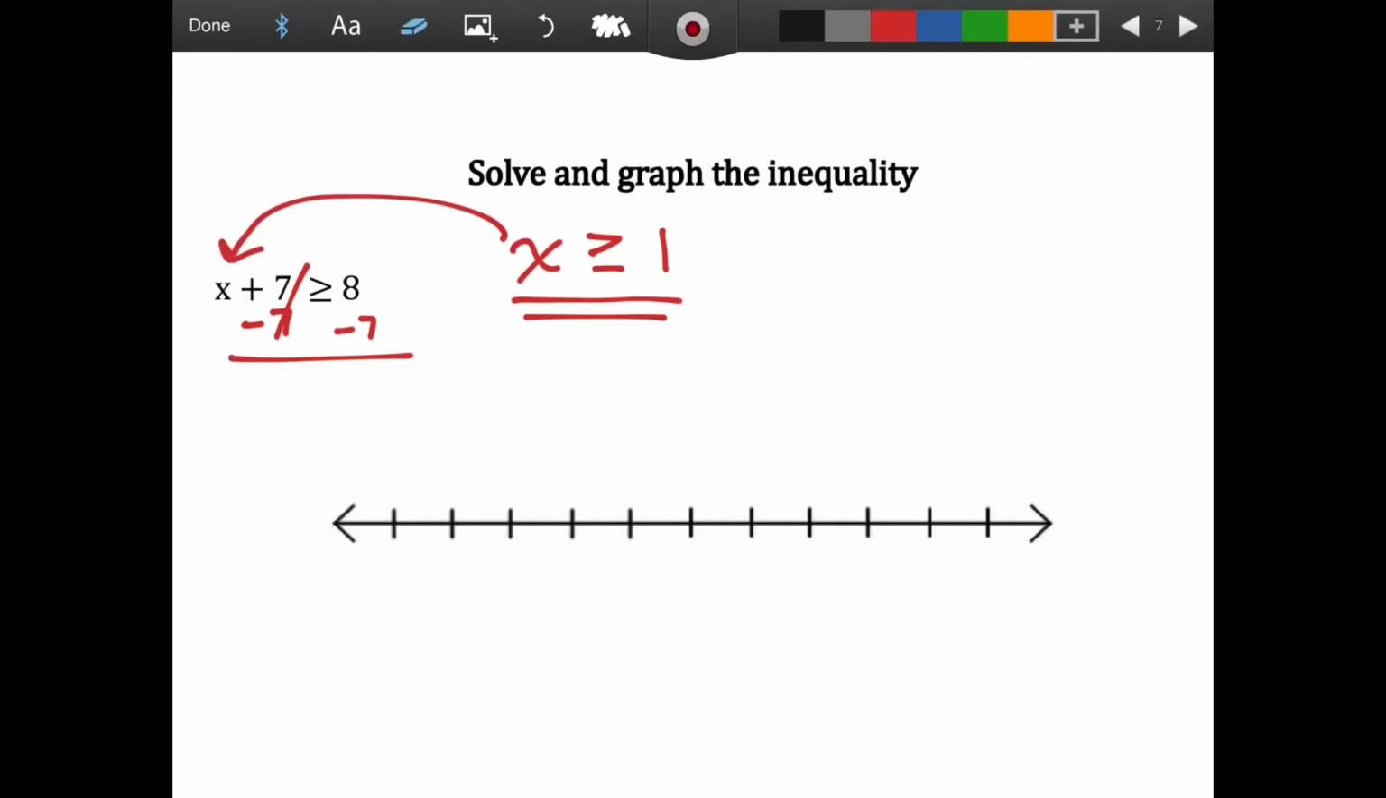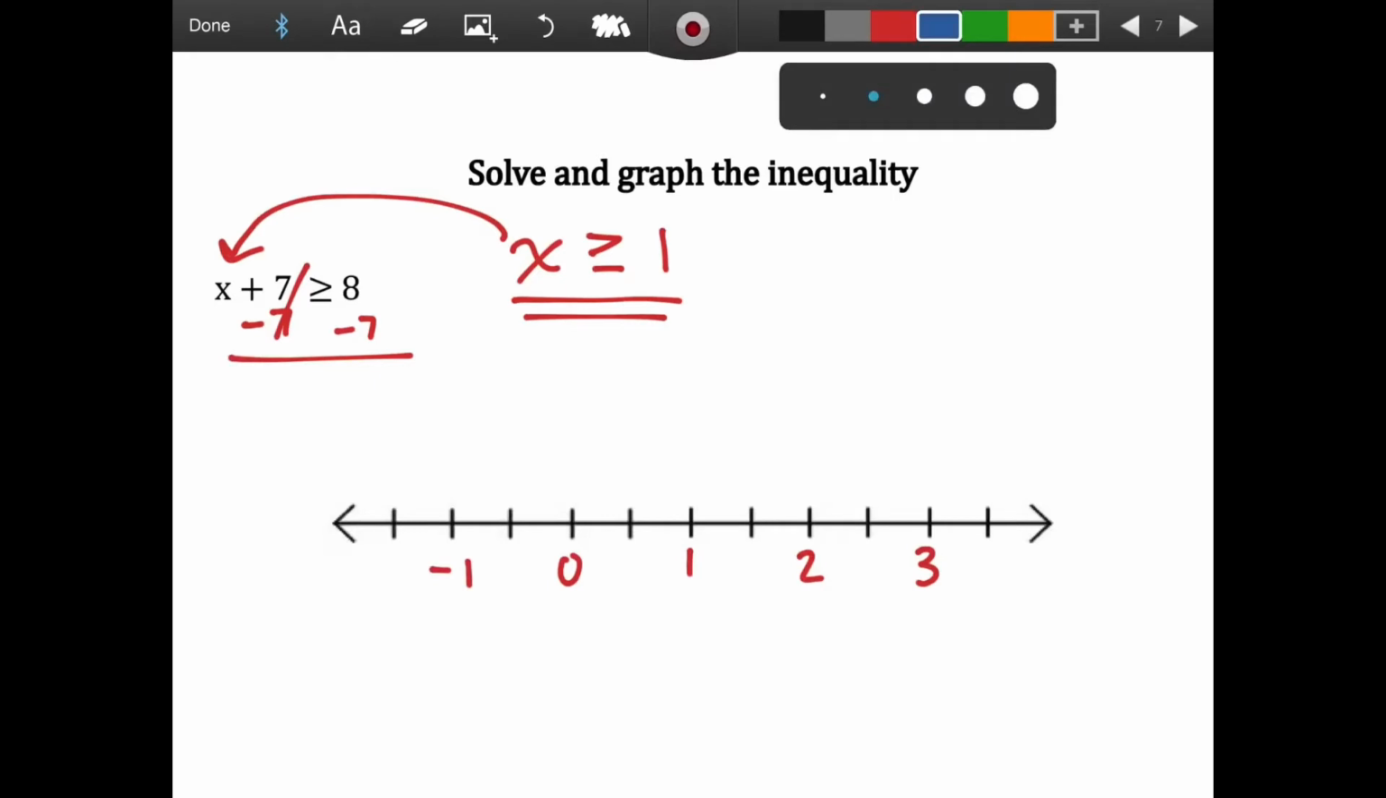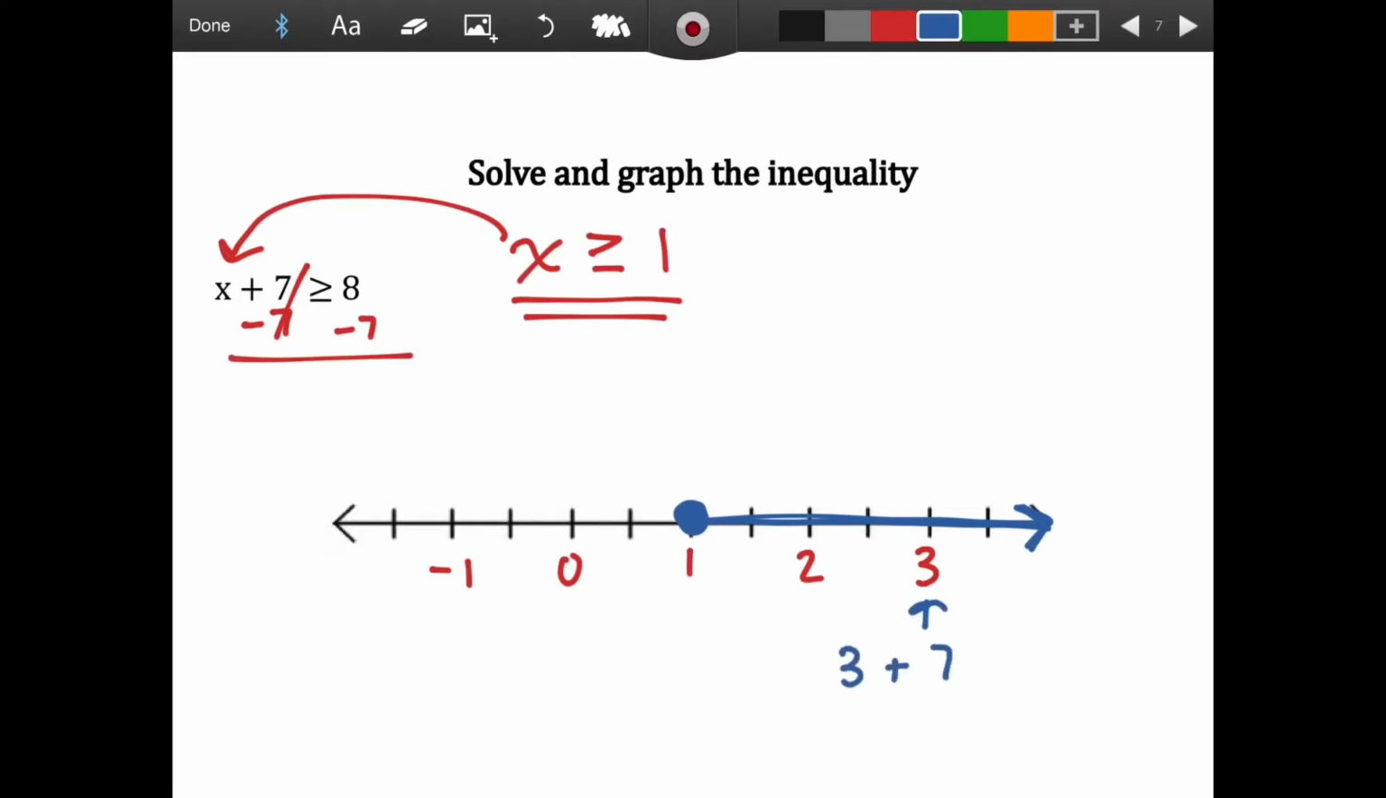Because we're using 1, I'll put 1 in the middle of my number line, and then I'm just going to add a few numbers to the right and to the left. So 5 numbers is fine when you're graphing your inequality on a number line. Now to graph x is greater than or equal to 1. Because it is greater than or equal to, that means we have a closed circle at 1, and we are shading everything to the right. So any of these values that we plug in, say we plug in 3 for x, 3 plus 7 is greater than or equal to 8. 3 plus 7 is greater than or equal to 8, so this is true. So you can always check by plugging in one of your solutions.